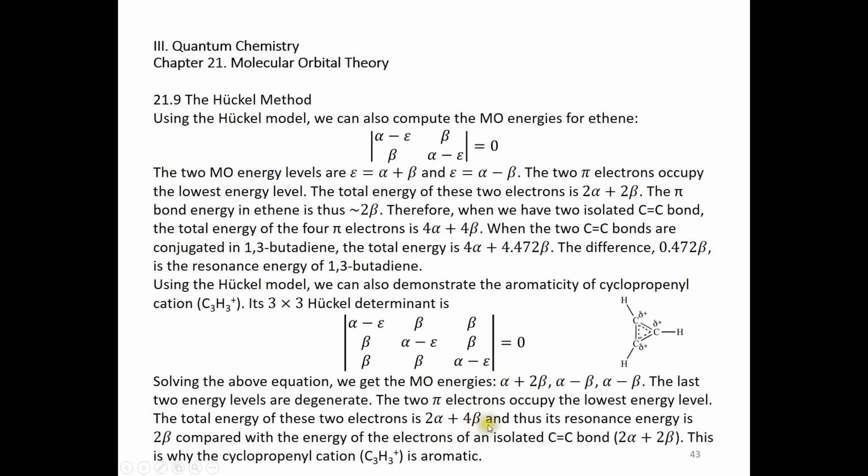Now let's consider just an isolated carbon-carbon bond. What's the molecular orbital energy? It's just 2 alpha plus 2 beta. So compare this and this, you can see over here we have 4 beta, here we have only 2 beta. The difference is 2 beta. We have a lot of resonance energy in this structure. It's 2 beta. The value is 2 beta. It's larger than 0.5 beta for 1,3-butadiene, and therefore this ring structure of carbon 3H3 plus is an aromatic structure.